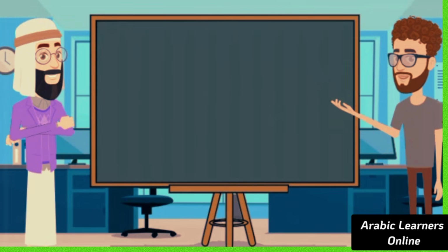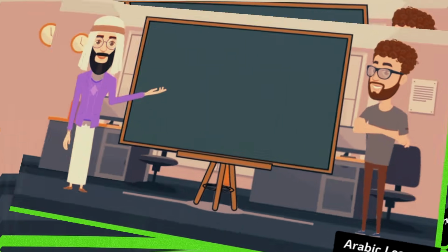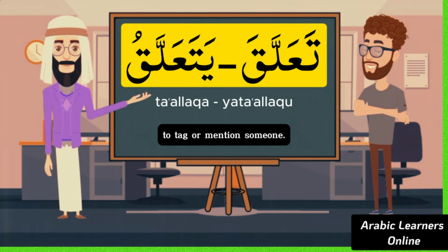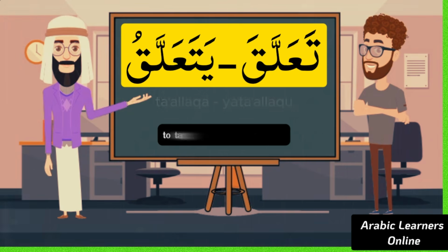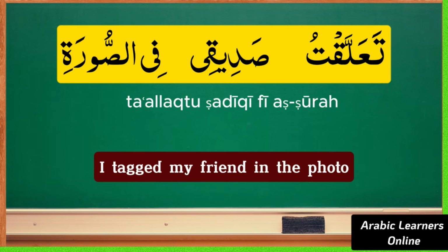Great. Now for tagging people. I tagged my friend in the photo. For tagging, we use تعلق يتعلق, which means to tag or mention someone. Your sentence. تعلقت صديقي في الصورة. In English, I tagged my friend in the photo. Listen carefully. تعلقت صديقي في الصورة. Breakdown. تعلقت, I tagged. صديقي, my friend, object. في الصورة, in the photo.